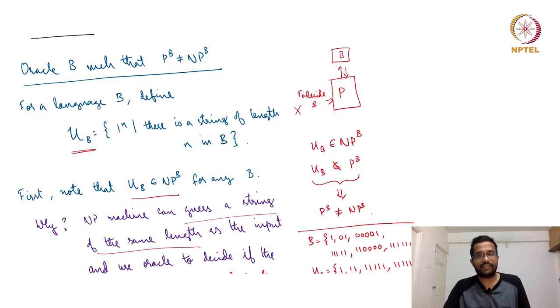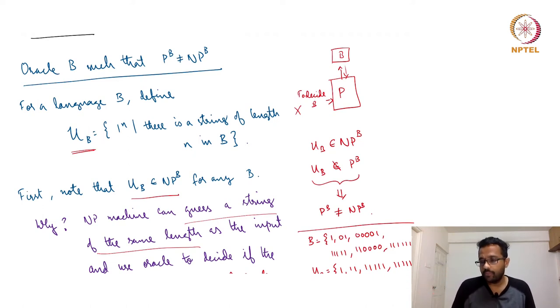we are just giving the length, right? Given 1^n, we have to find out if there is a string of length n. But then, if it's a binary alphabet, there could be 2^n strings of the same length. Now, how will the machine determine which string to query, right? And it has to do it in polynomial time. It cannot query all the possible 2^n strings of length n, right? It has polynomial time. It cannot keep querying all the strings. It has to do it in limited time.